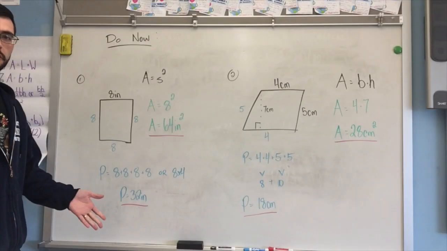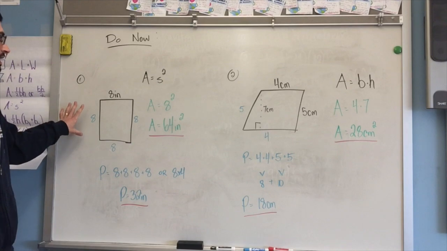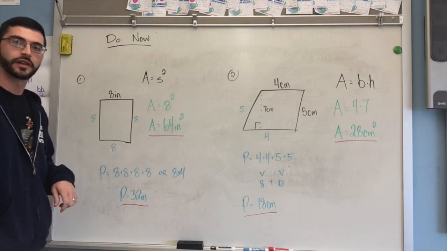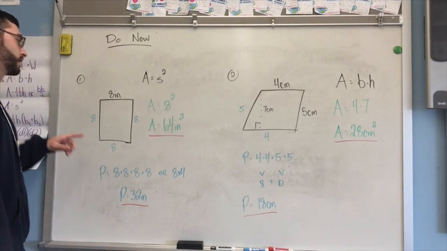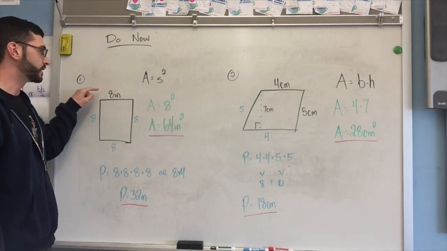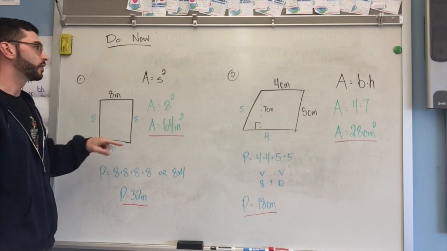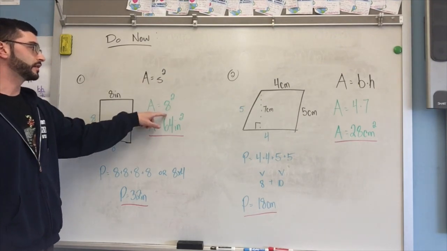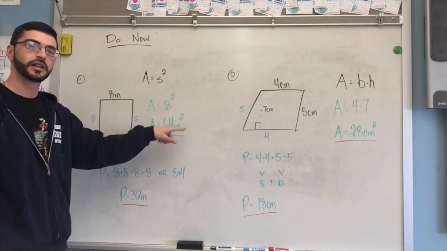So here's the work from the do now. Number one, we should have realized that it was a square, and in order to find the area for a square, we just find our formula. We look back, it's side squared. We were given this one side of 8 inches. We substitute, so 8 squared gives us 64 inches squared.